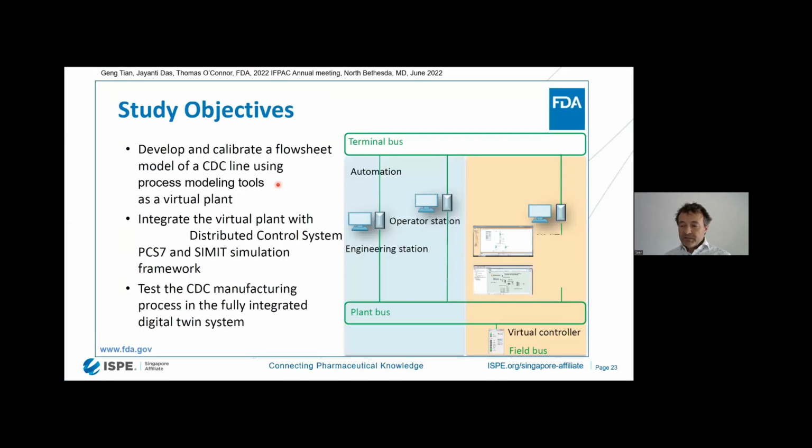Okay, so the objectives of the study that was presented by the FDA were, first of all, to develop and calibrate the flowsheet model that I showed on the previous slide. The second objective is to integrate the model, the virtual plant, which is another word for the model or digital twin, with the DCS system and the operator training system. And then, of course, they wanted to test the manufacturing process in a virtual environment using the DCS system and the operator training system.